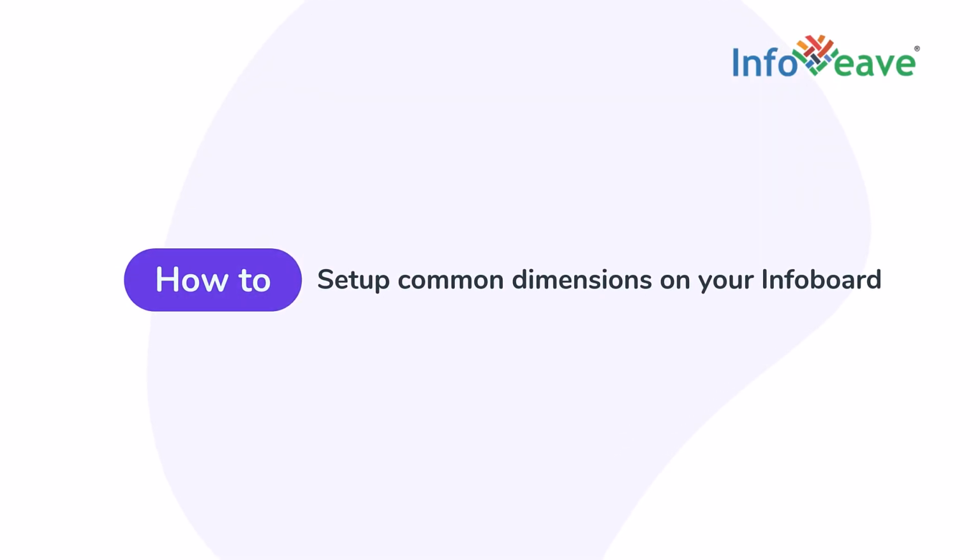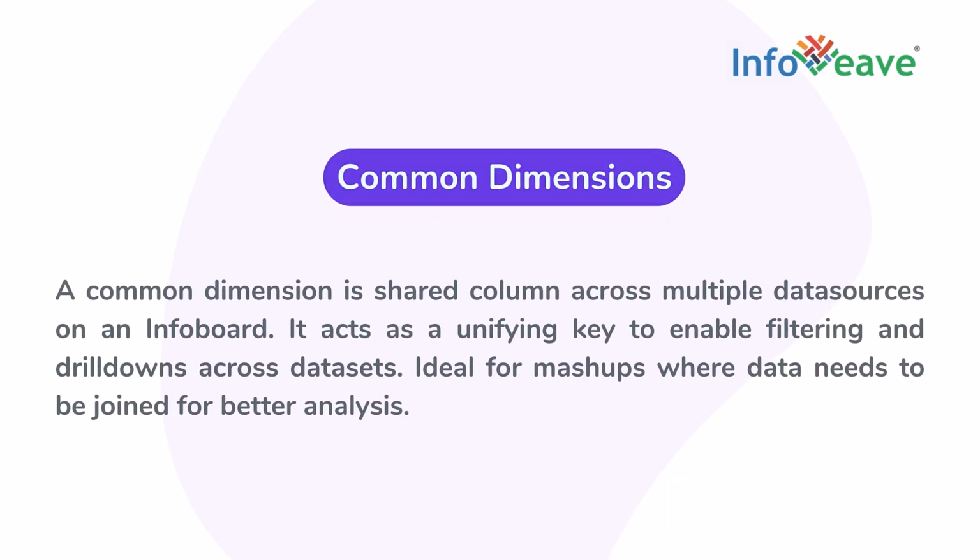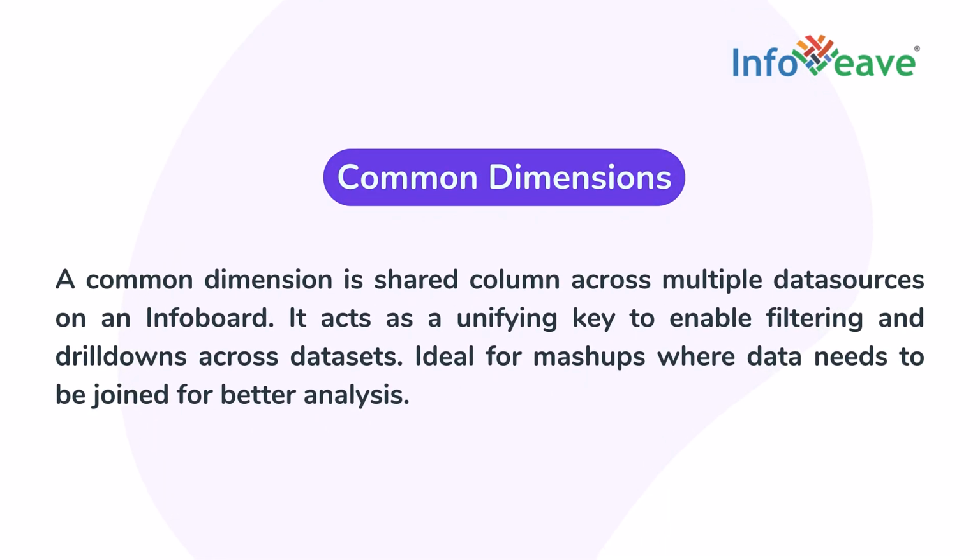Here is a quick video on how to set up common dimensions on your Infoboard. A common dimension is a shared column across multiple data sources on an Infoboard. It acts as a unifying key to enable filtering and drill downs across data sets. Ideal for mashups where data needs to be joined for better analysis.